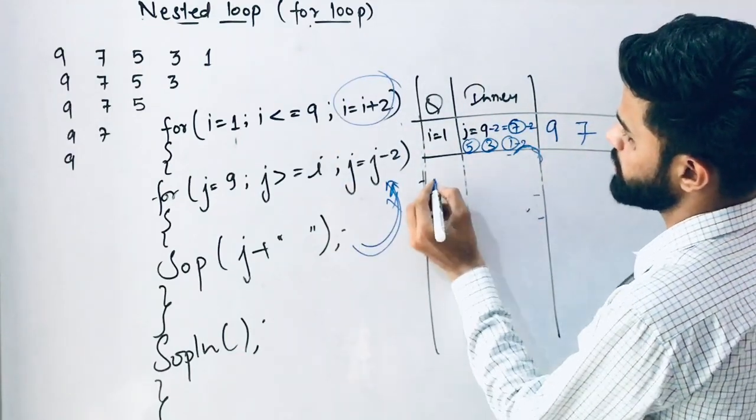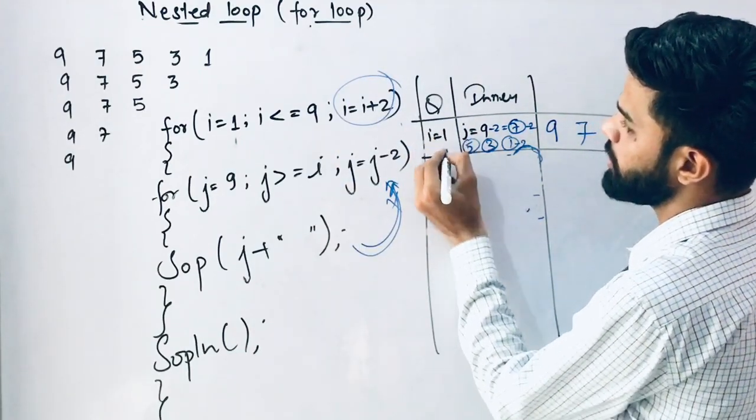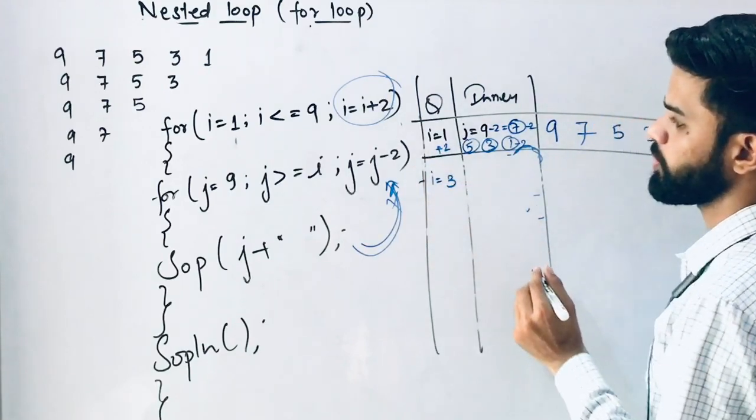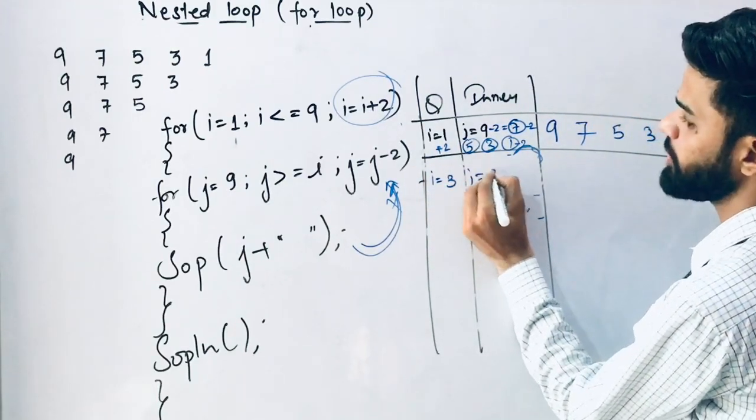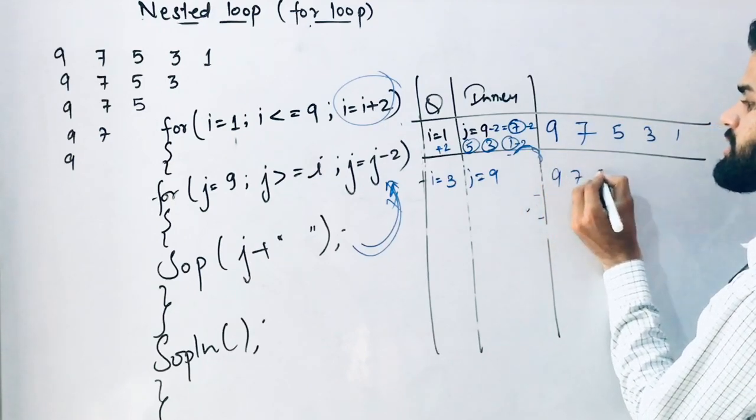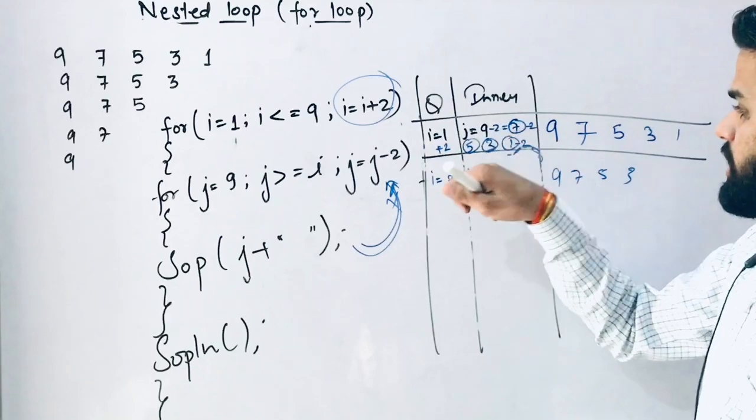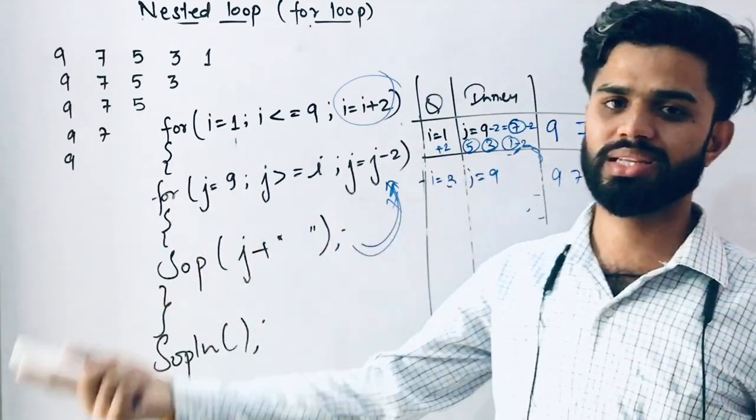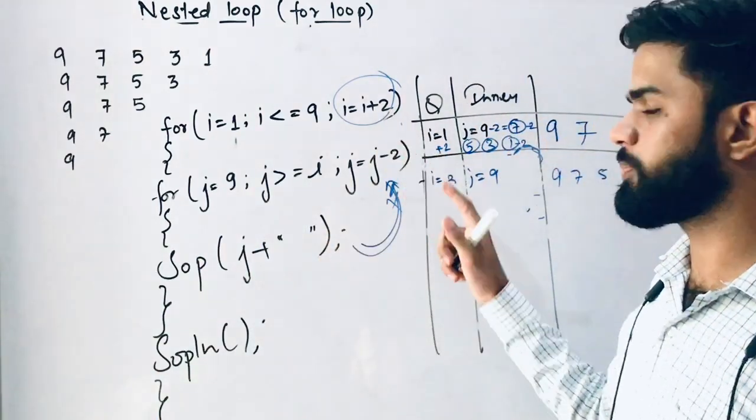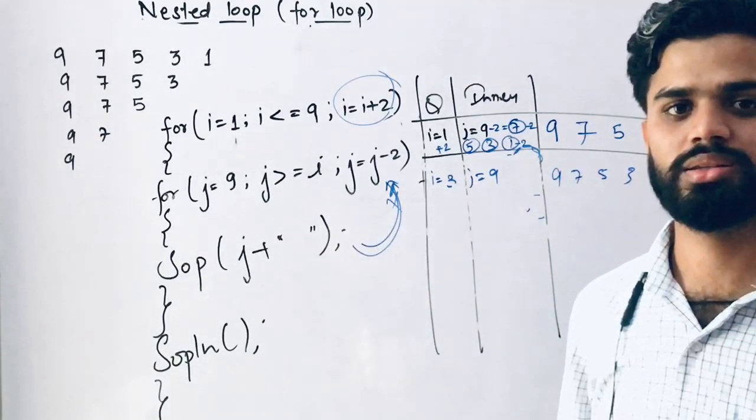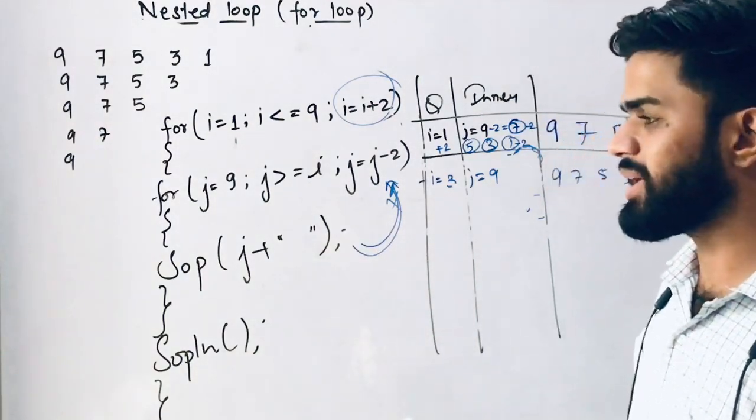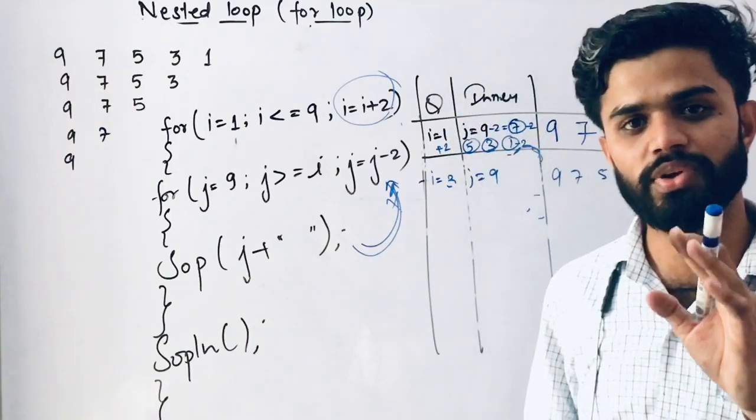Now the second time, i plus 2 is equal to 3. Now again j starts from 9 and runs 9, 7, 5 and 3, till 3. Earlier it was 1, so till 1, here it is 3, so till 3. In the next time i equals 5, so it prints till 5 and the process continues. So see class, printing patterns is very easy.